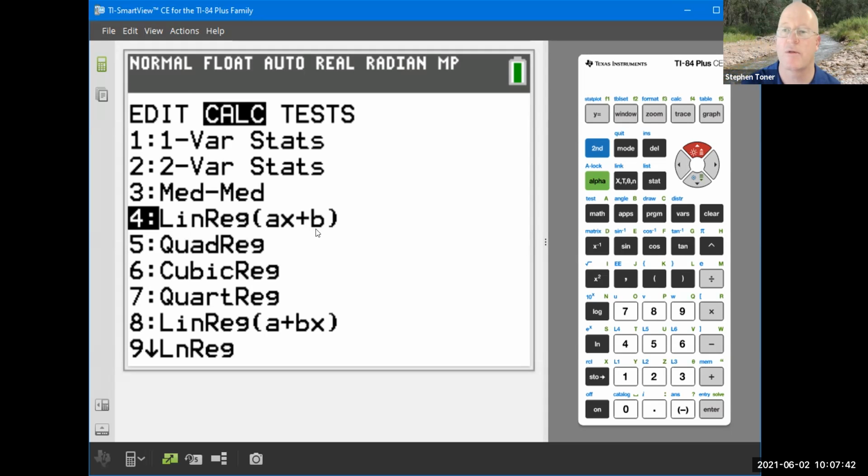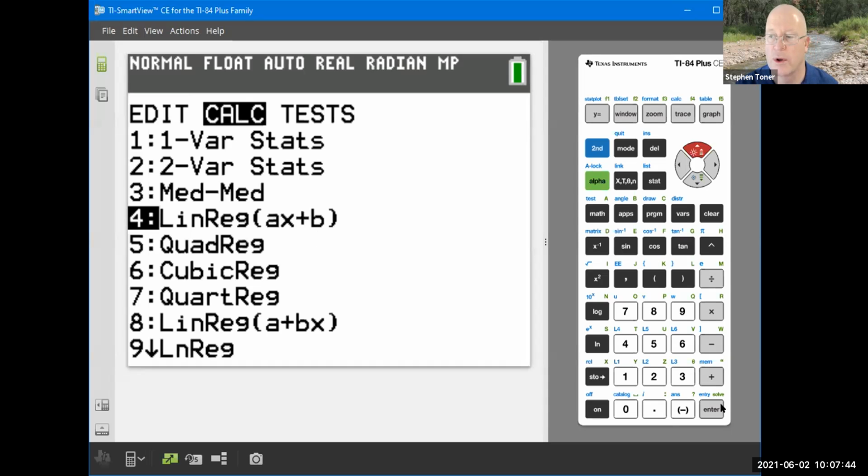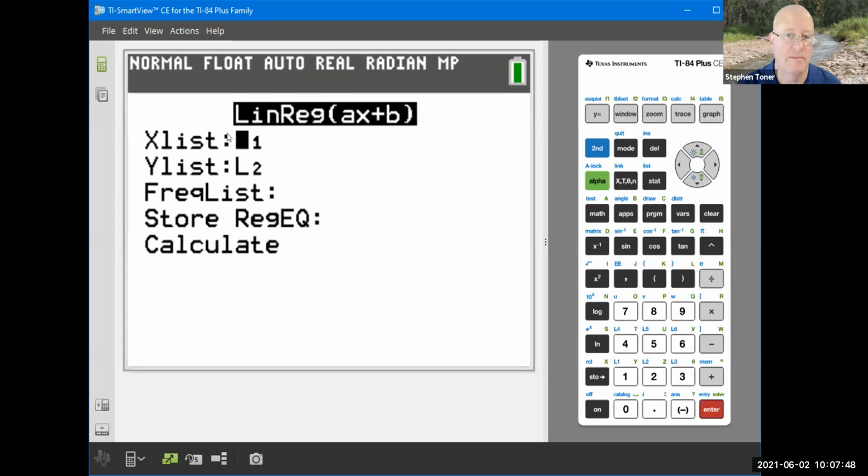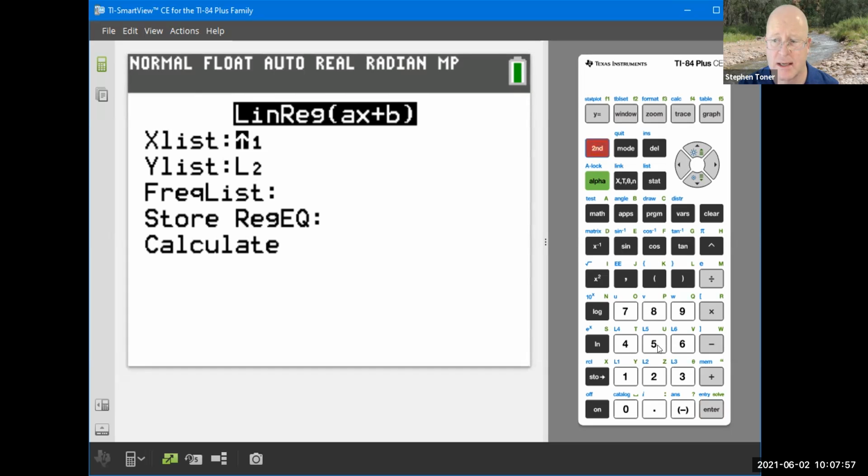I'm going to stick with choice 4. Now, when you choose choice 4, you're going to be asked to prompt where your two data value lists are. So I chose list 1 and list 2 by hitting my second L1 to type that in there. And this is going to be what's important.